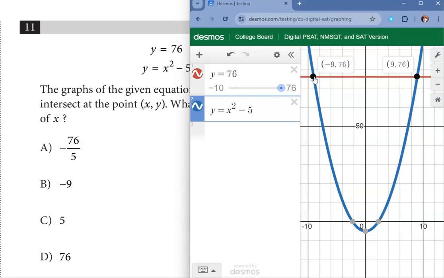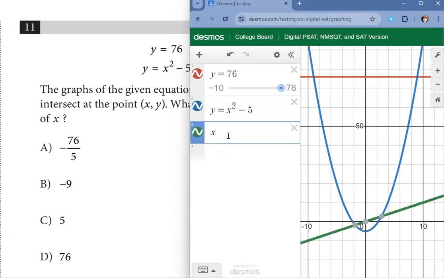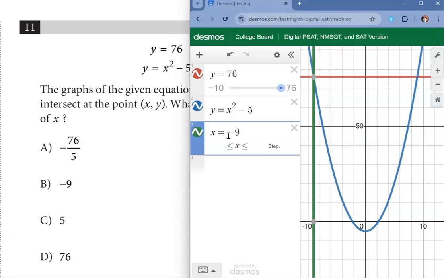All right, so there's 2 points here. One has an x-coordinate of 9, the other -9. And -9 was the only option given that makes any sense here. That was answer choice B. If you type in x equals -9, you'll get that point. B was correct.